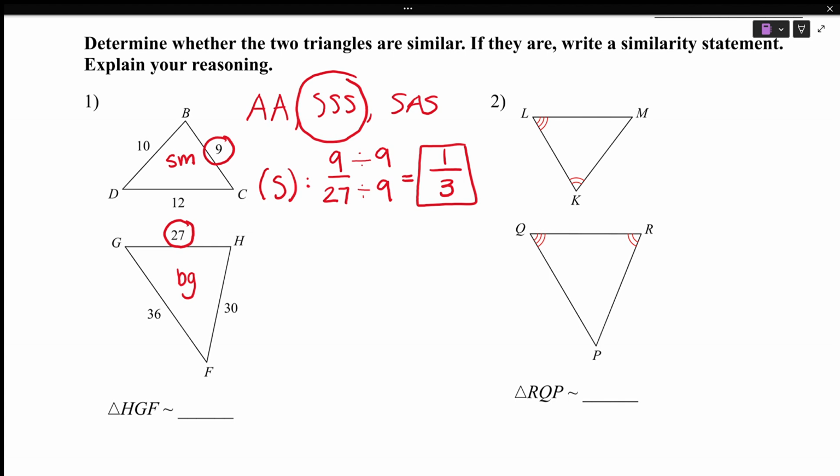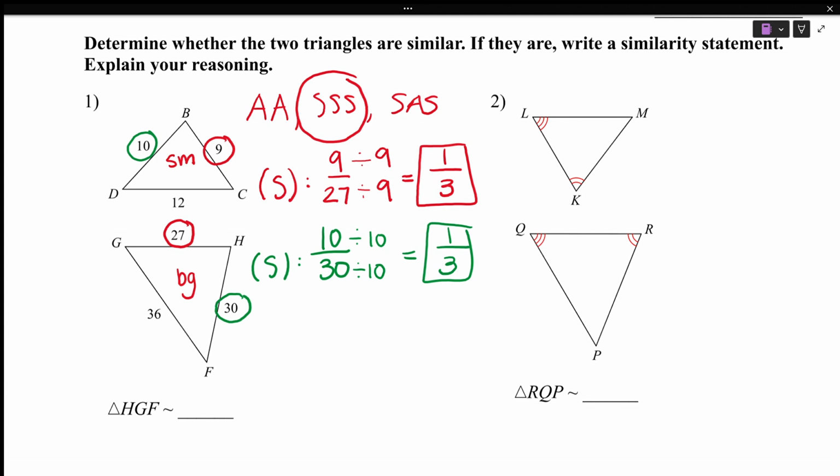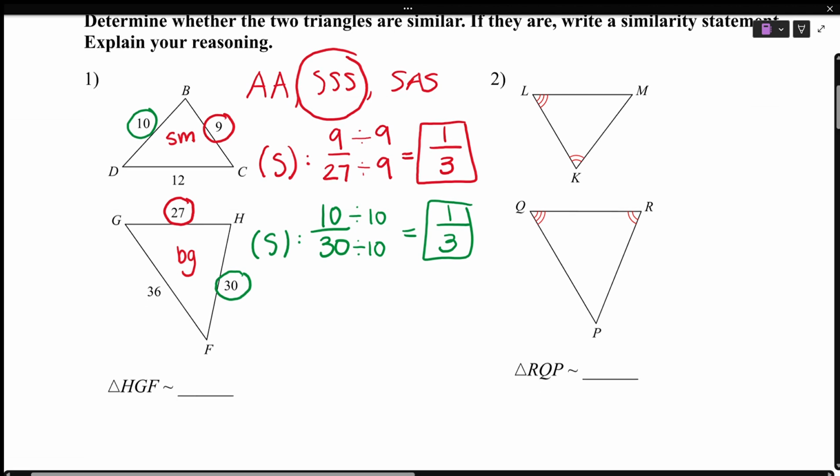So, after 9, what's the next smallest number? 10. Same thing, after 27, what's the next smallest number? That's 30. So I know that 10 and 30 are going to be corresponding. I set up my ratio, and what's the greatest common factor here? Again, it's 10, right? 10 divided by 10 is 1, 30 divided by 10, 3. Okay, I got 1 over 3 again. We're on the right track here. What about that last pair of sides?